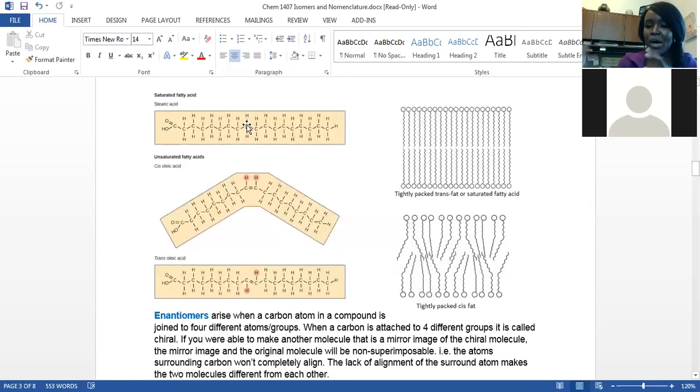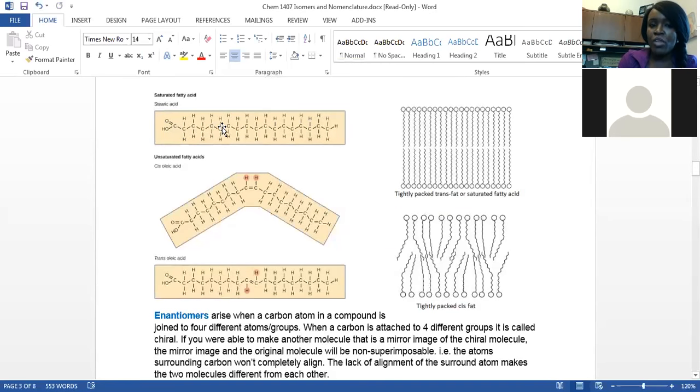Cis and trans, by the way, only occur when you have a double bond or you have a cyclic compound. This is not cyclic. Cyclic means that you have the longest carbons kind of connect at the end to form a ring. This right here is not a cyclic compound. This is acyclic. So you technically cannot have a cis or trans fat. But what you have here is a saturated fatty acid.